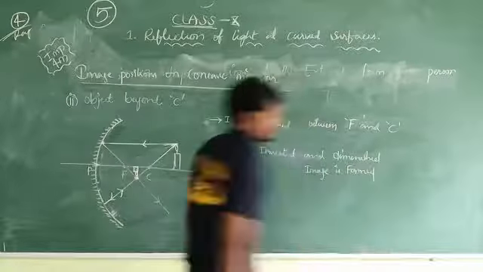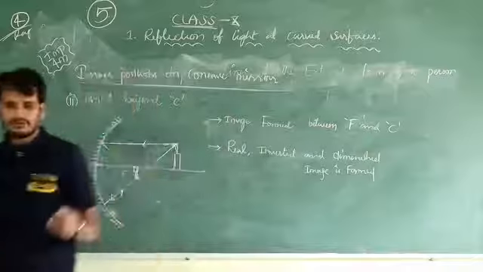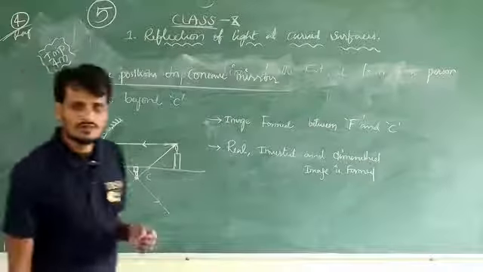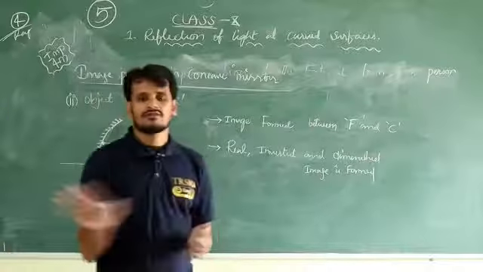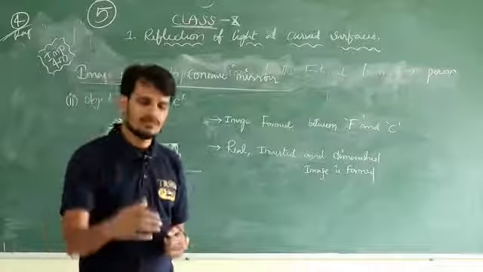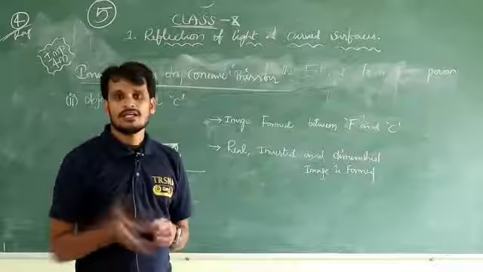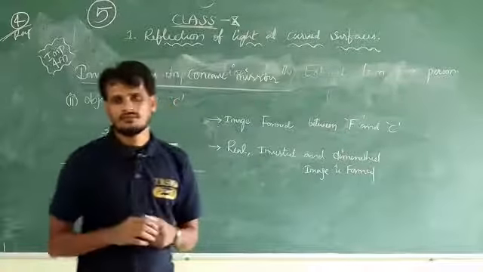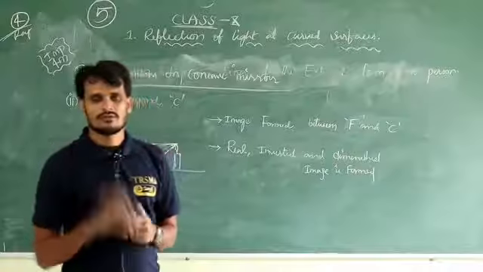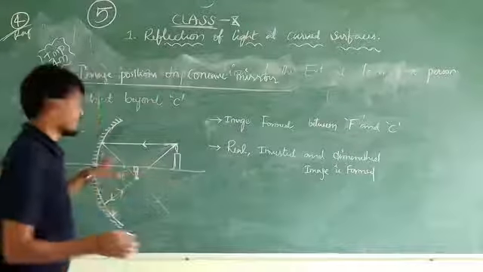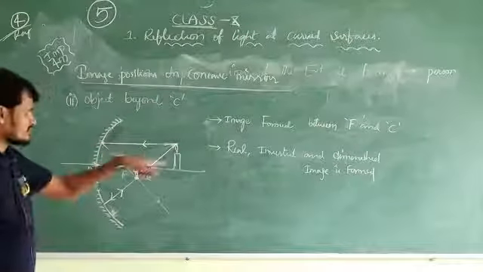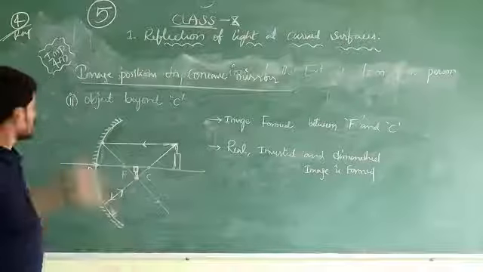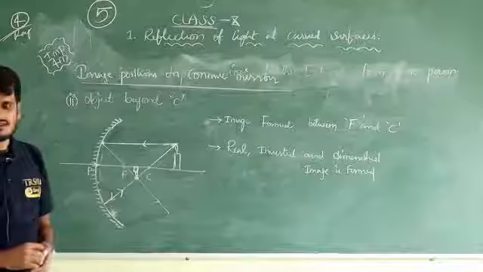Got it? If you are placing the object beyond C, the image forms between F and C. That image is a real, inverted and diminished image. In the first case we got a point size image, then a diminished image, and the characteristics are quite different. That's why 6 types of positions occur here.